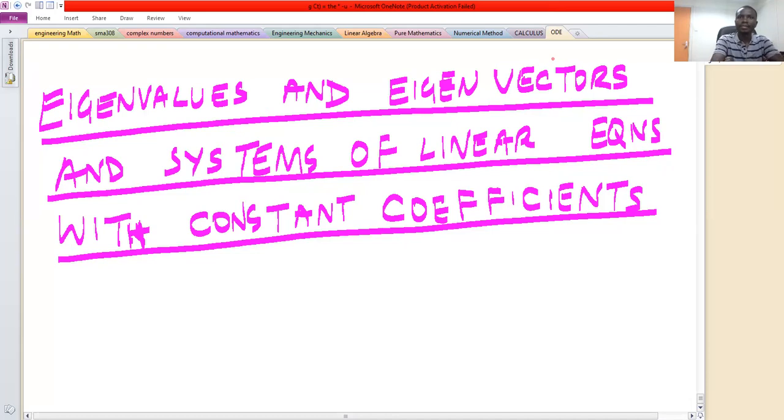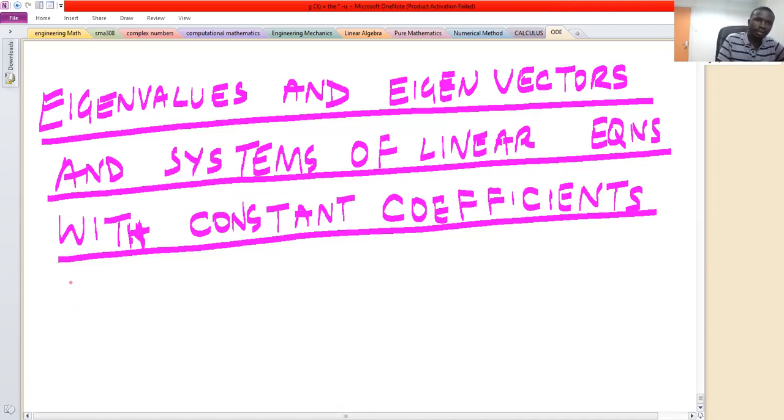Welcome to this session. In this session, we are going to discuss how to solve systems of linear differential equations using the concept of eigenvalues and eigenvectors. So in this first introductory chapter, we're just going to define what eigenvalues and eigenvectors are, and then state a few theorems related to how to solve systems of differential equations with the eigenvalue, eigenvector method. Then the next session will do specific examples.